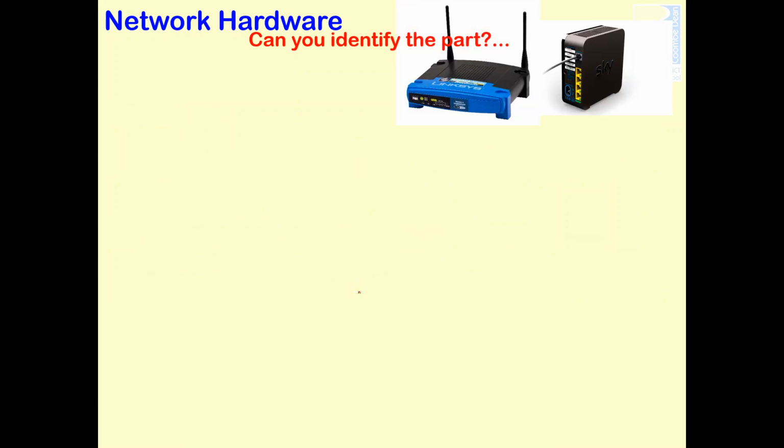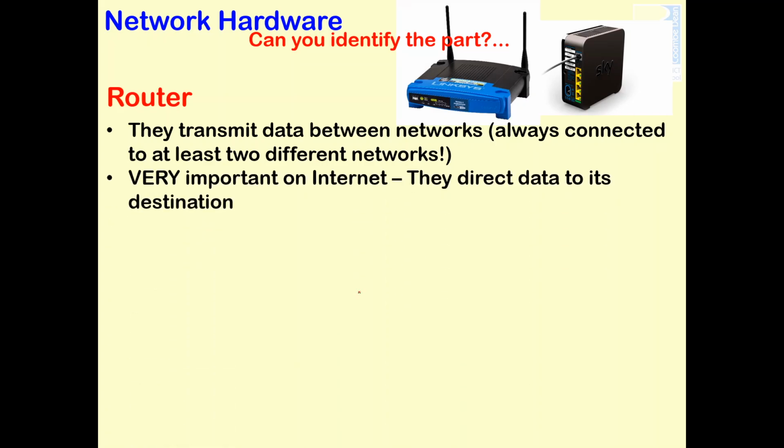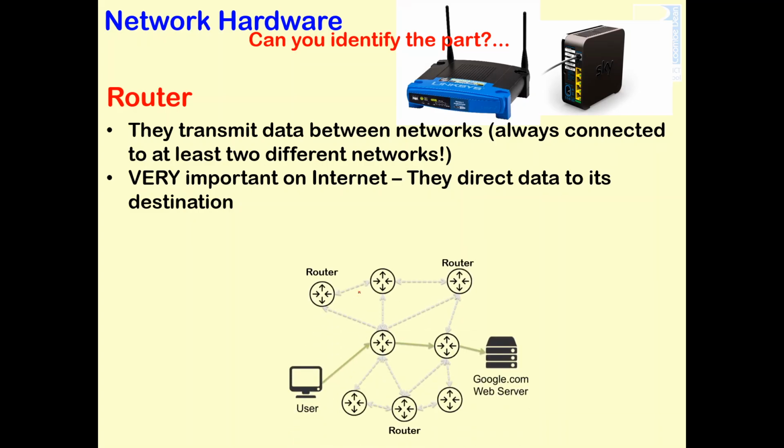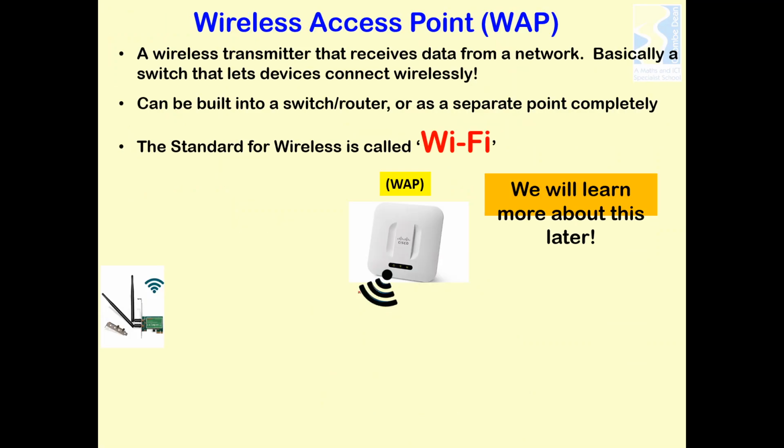What's this one? Well, this is the one you have in your home. This is a router, or rooter, possibly if you're American. A router transmits data between networks. It's always connected to at least two different networks, from a LAN to a WAN, for example, from your home to the internet. It's very important on the internet. It directs data on the internet. Data is sent from different routers on the internet, and we look at that in a later video. But the main use is that you have them at home or in offices to connect your home LAN network to the internet, the WAN. It transmits data between different networks.